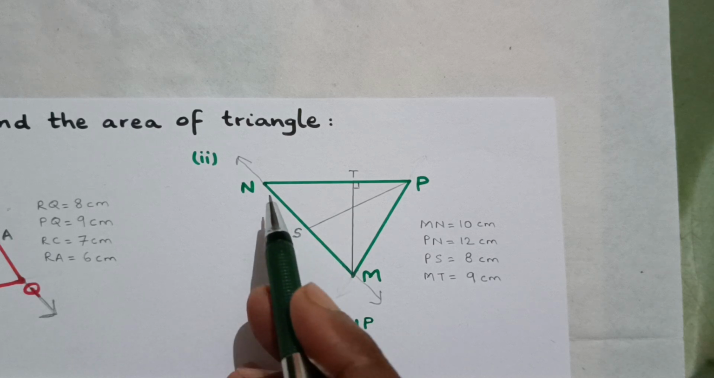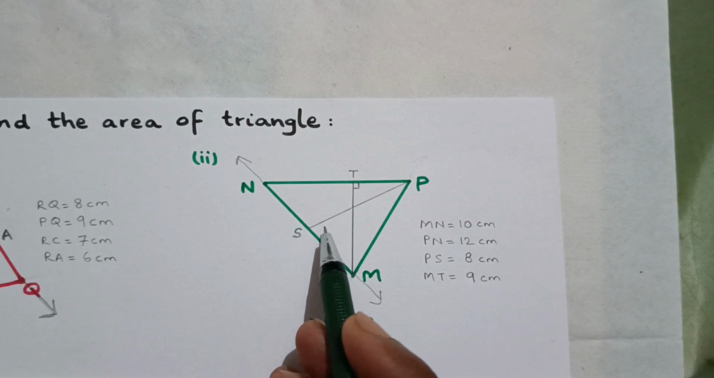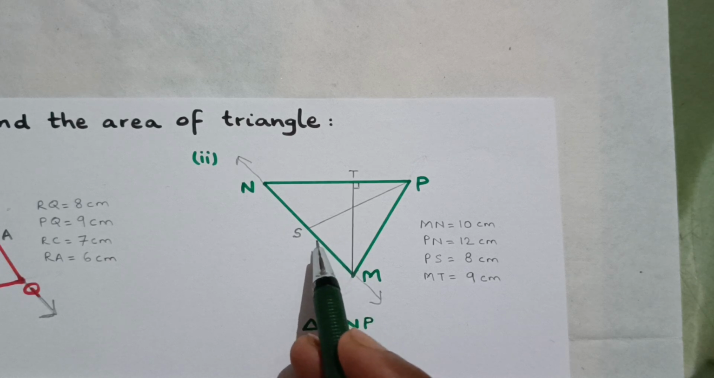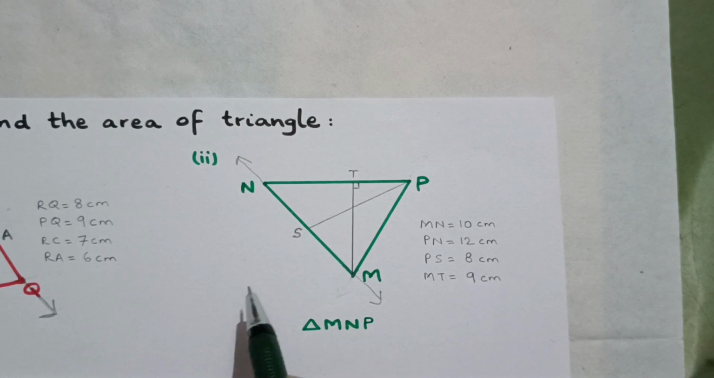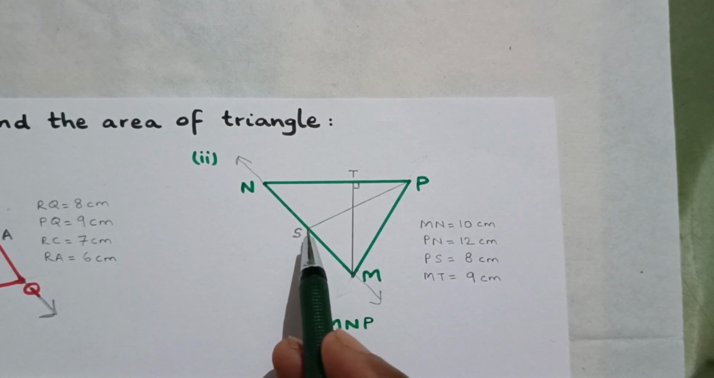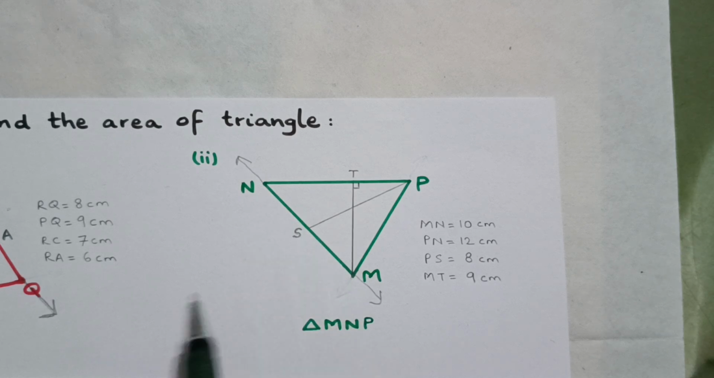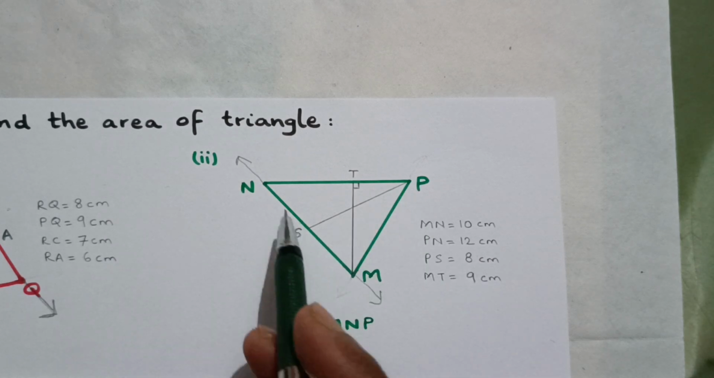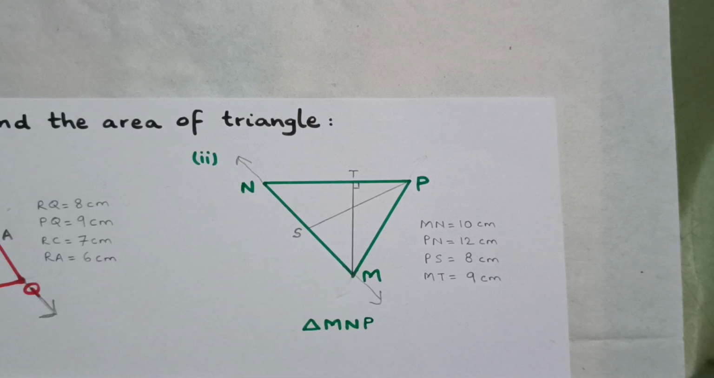So I can't say that PS is the corresponding height for MN because PS doesn't meet MN at 90 degrees. If it meets MN at 90 degrees, we would have been given that symbol. But here no such symbol has been given. So we can't say that PS meets MN at 90 degrees. So we can't say that PS is the corresponding height for base MN. So for base MN, its corresponding height is not given to us in this diagram.